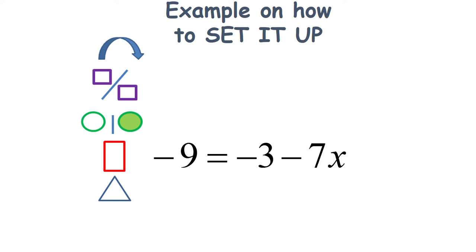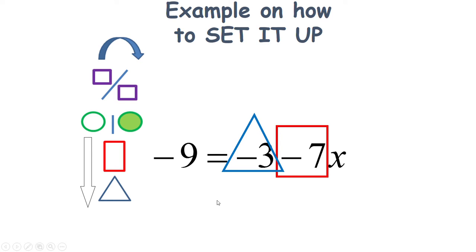So this time our x is in the equation negative 9 equals negative 3 minus 7x. Our x is on the right-hand side of the equation. So if you ask yourself what is in front of the x, what is its coefficient, that is negative 7. So that's what gets the rectangle. Then you ask yourself, is there anything else on that same side of the equation? And your answer is yes. There's a negative 3, so that would be the triangle.